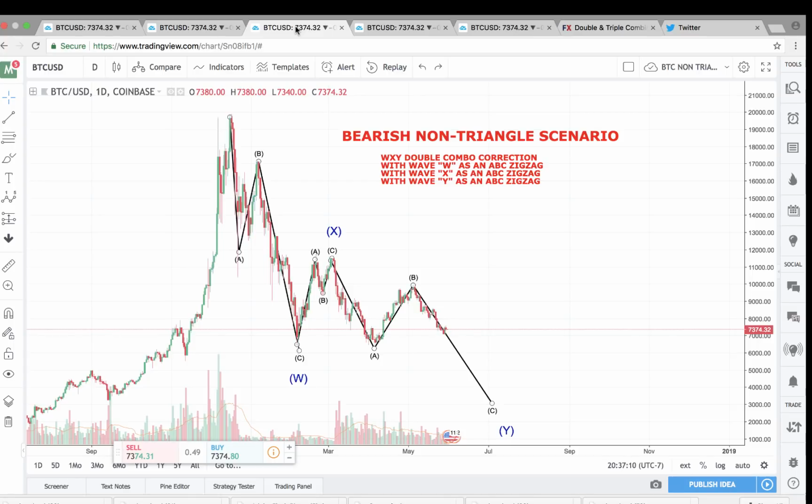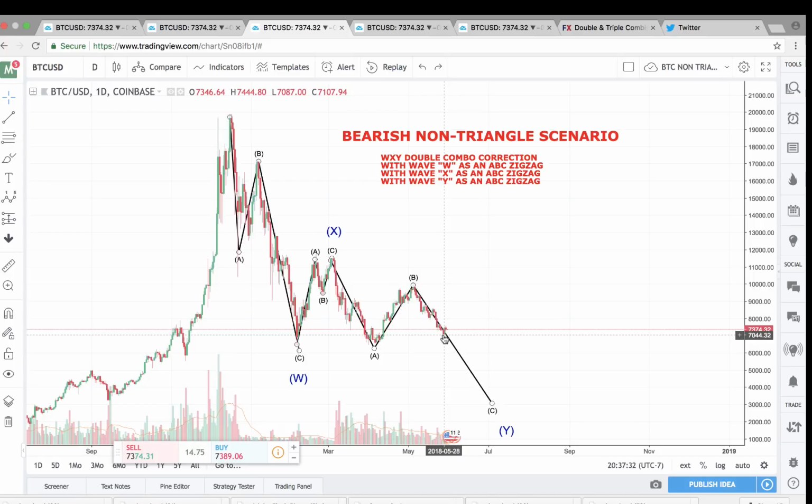So this correction assumes here that instead of a 5-wave impulse, this structure here is going to be a 3-wave ABC for the first correction, connected by an X wave as the connecting wave, and that will be followed by a second ABC zigzag, giving us our Y wave right there. So this would also be called a double zigzag because we have one zigzag, a connecting wave, and a second zigzag.